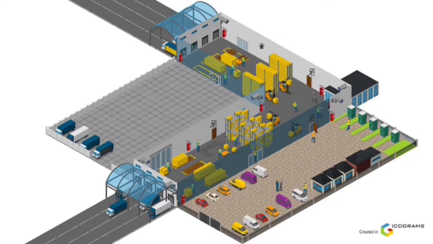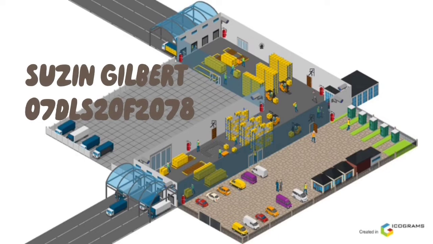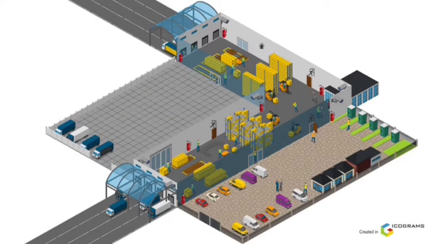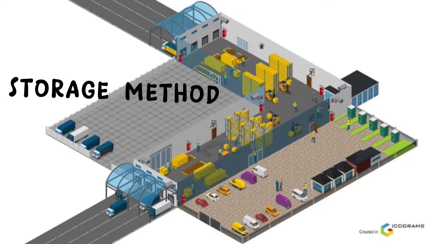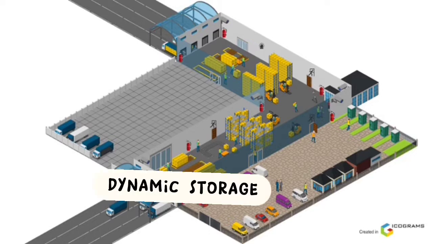Hello everyone, my name is Sujin Gilbert with my matrix number 07DLS208208. So, for my part, I will present about storage method. There are two types of storage method. It is dynamic storage and static storage. First, we'll talk about the dynamic storage.